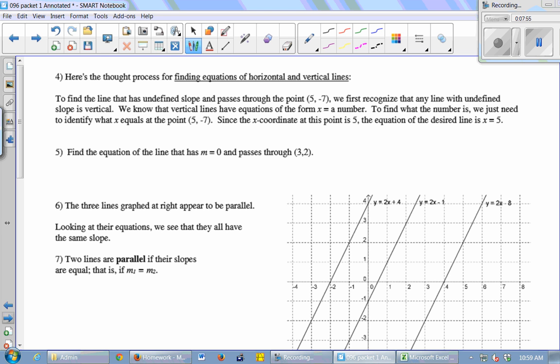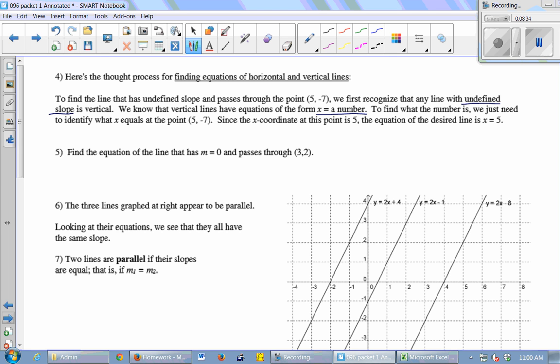Okay, so the general process for finding the equation of a horizontal or a vertical line. To find the line that has an undefined slope and passes through 5, negative 7, you would first zero in on that undefined slope. That means the line is vertical. And then the vertical line has an equation of the form x equals a number. To know what that number is, just take the x coordinate, because we're doing x equals a number, so pick the x coordinate. So it would have the equation x equals 5.